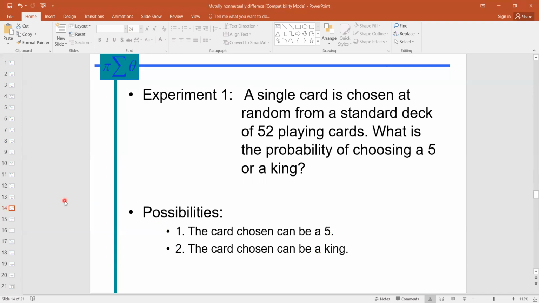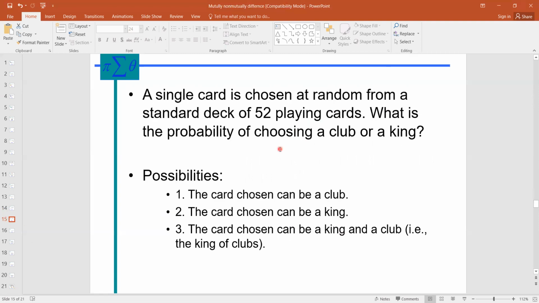If you remember the distribution card slide, where you have 4 suits and each suit has 13 playing cards, and each suit has 1 five and 1 king. So 5 and king cannot occur at the same time. So the 5 card doesn't have the king card. So these two are different cards. So here we don't have any third possibility. So this is the example of mutually exclusive, because here we don't have any common portion. The sets are disjoint.